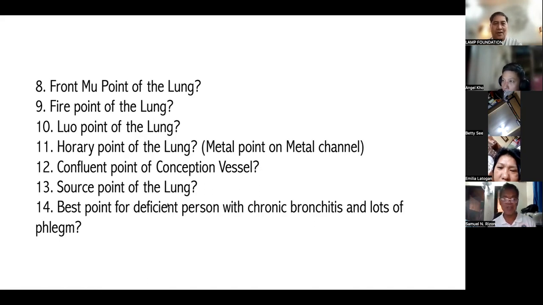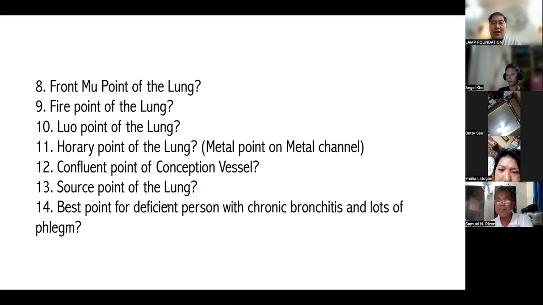Okay, the lower connecting point of the lung is lung 7, as we have mentioned earlier. And also the horary point of the lung, which is lung 8. Very good. The confluent point is lung 7, the confluent point of Ren, coupled especially with kidney 6.